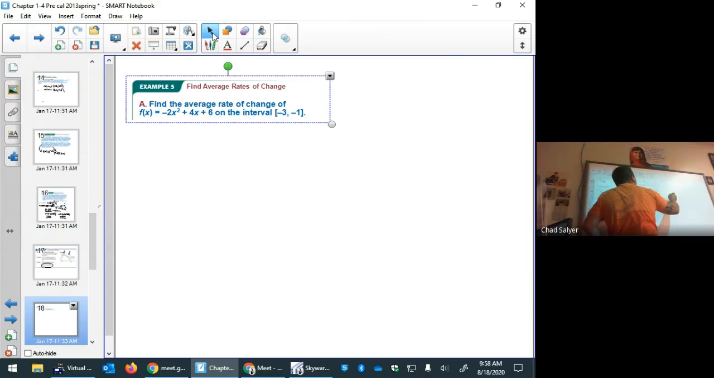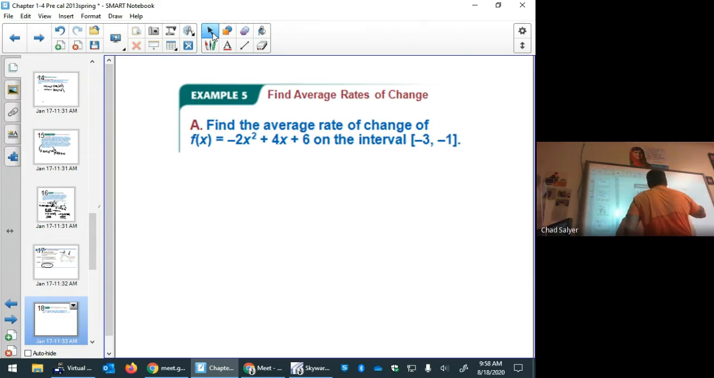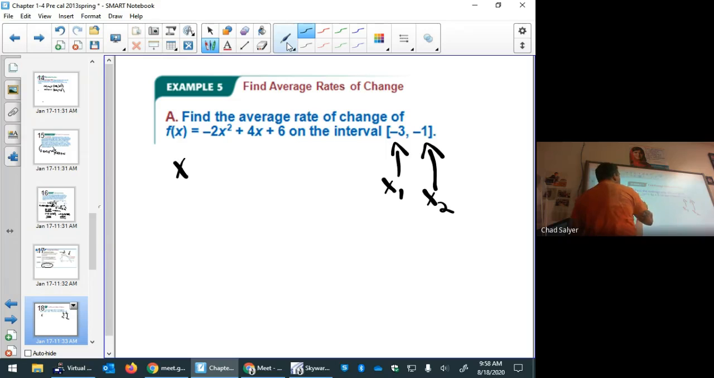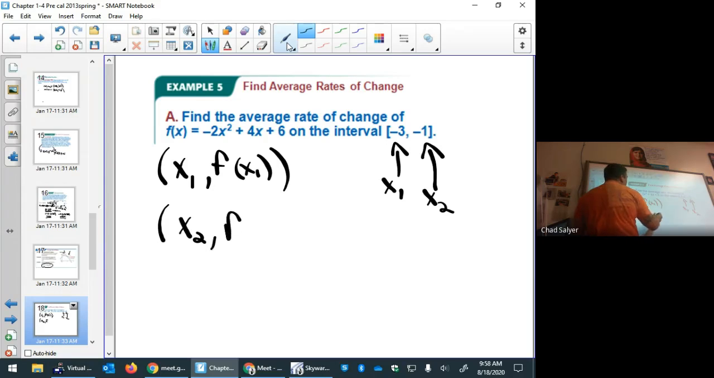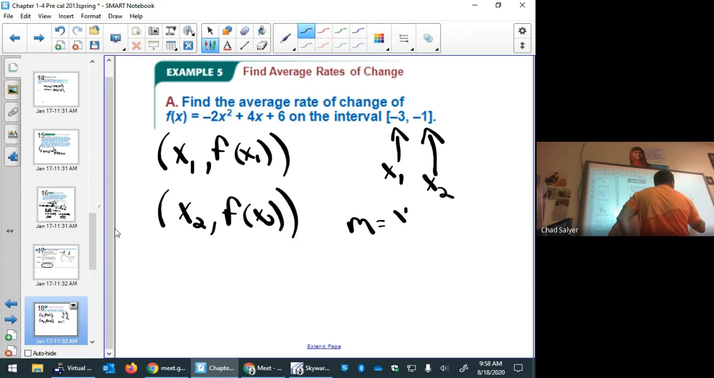So here we have a function. We have negative 2x squared plus 4x plus 6, and we're concerned about this interval. So this is our x1, and this is our x2. So remember that it's x1 and then f of x1. That's the first point, and then x2 and our f of x2. Once we have those values, we're going to plug them into the slope formula, which is m equals y2 minus y1, which is the rise, over x2 minus x1, and that's the run.